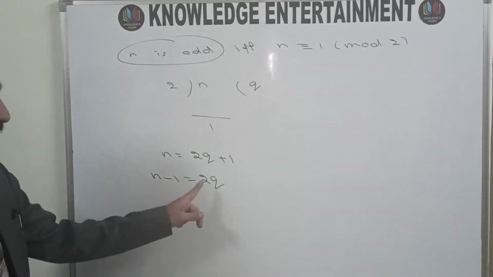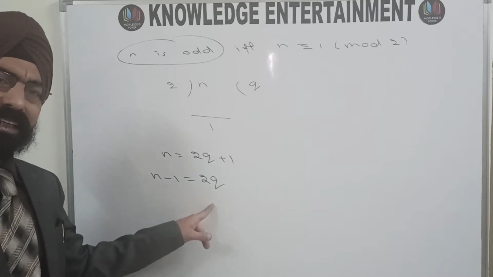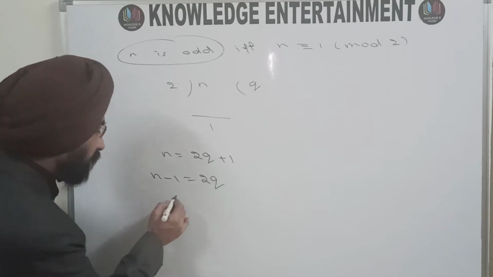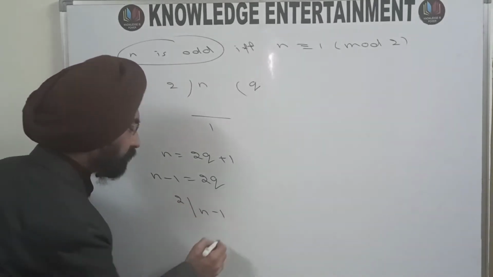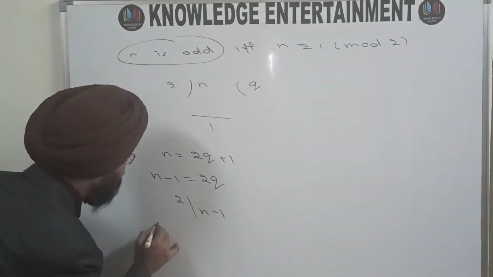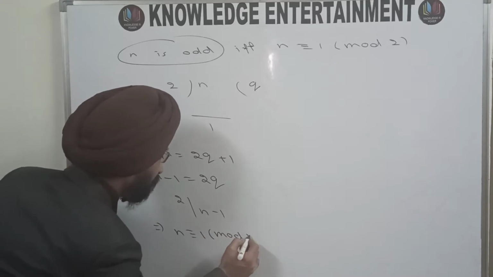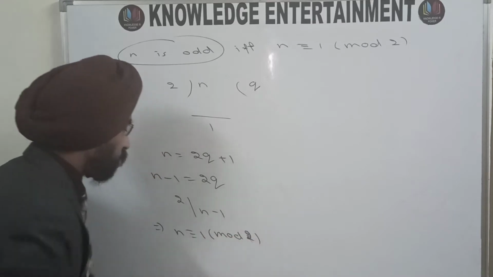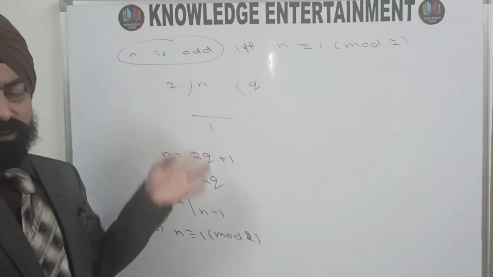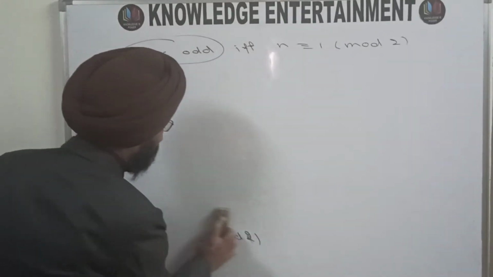Now, right hand side is 2Q, a multiple of 2. So it is divisible by 2. If right hand side is divisible by 2, left hand side must also be, because they are equal. So that means your 2 divides N minus 1. And M divides A minus B means A is congruent to B modulo M. So M here is 2. So N is congruent to 1 modulo 2. So the direct proof is very easy. The converse is also very easy.